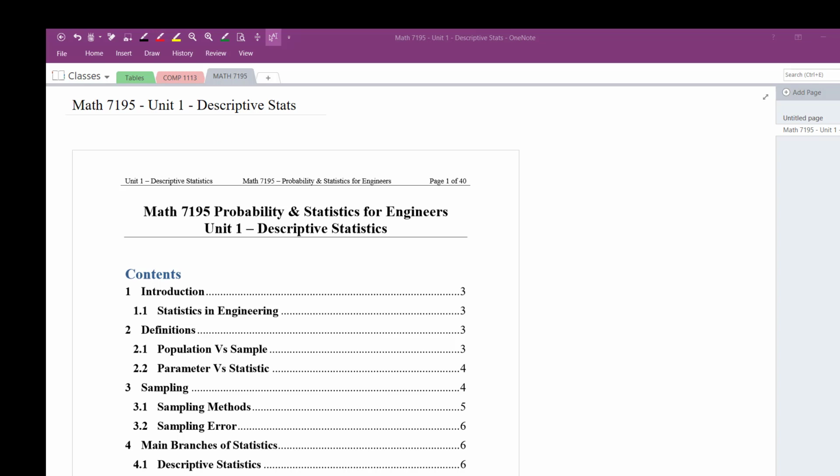Everyone, welcome to Math 7195 Unit 1. Today we're going to be doing our first video from this unit on descriptive statistics. We'll cover a few topics: basic definitions, some sampling methods, the main branches of statistics, and then we'll get into some graphical methods that you will also cover in one of your labs. Well, more than one of your labs actually.